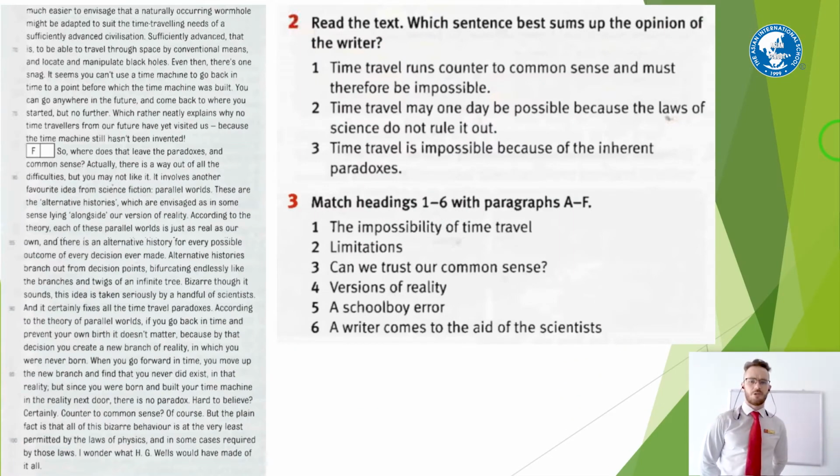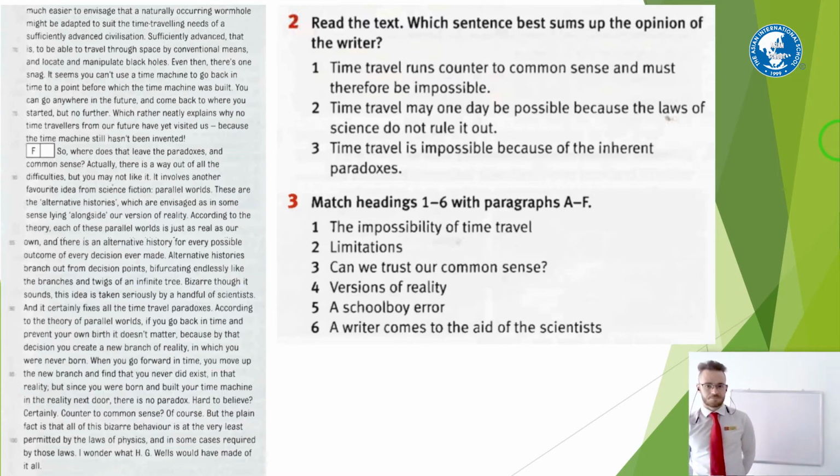Exercise 2 says, read the text. Which sentence best sums up the opinion of the writer? Is it that time travel runs counter to common sense and must therefore be impossible? Is it that time travel may one day be possible because the laws of science do not rule it out? Or is it, number 3, time travel is impossible because of the inherent paradoxes? Okay, so the correct answer you should have got there was number 2. Time travel may one day be possible because the laws of science do not rule it out.